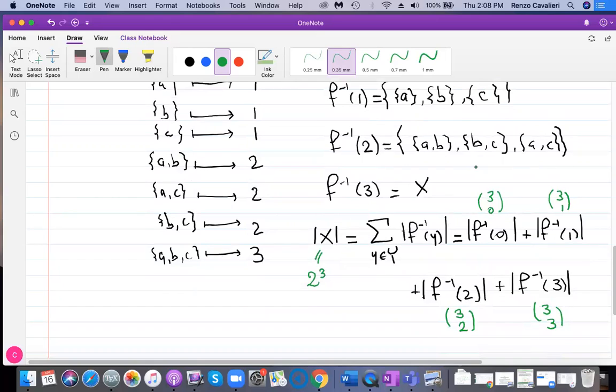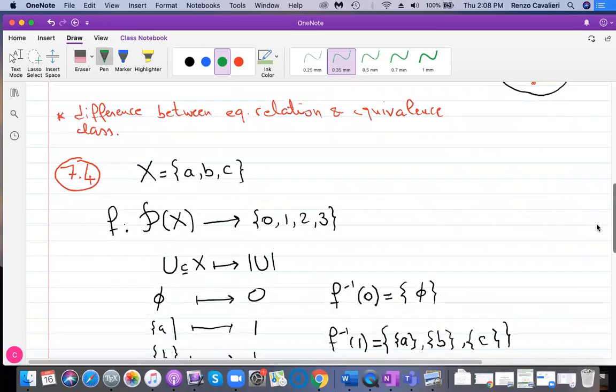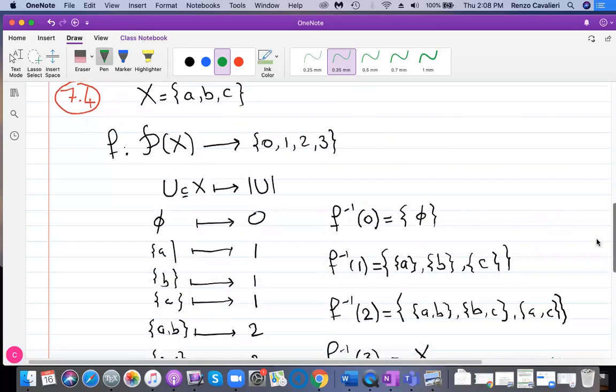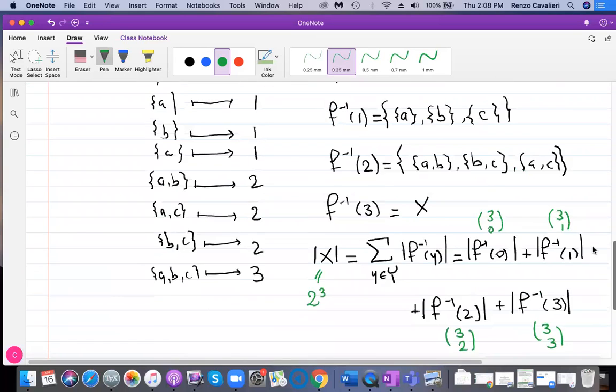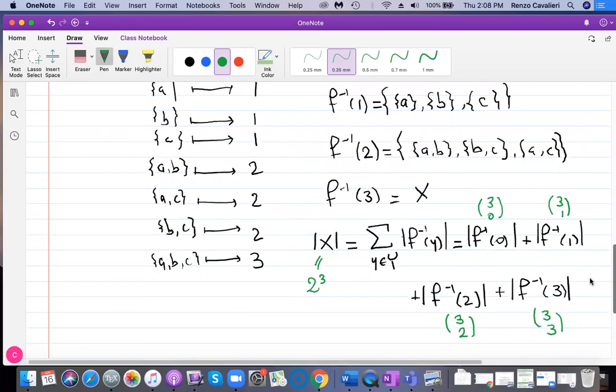And so this is another way to prove that the sum of the binomial coefficients is equal to a power of 2. The sum of all the n choose k's, as k varies from 0 to n, is equal to 2 to the n. Now, what I've done here for 3, there's nothing special. With X being a set with n elements, you can repeat exactly the same argument, and you'll get another proof that the sum of the binomial coefficients n choose k is equal to 2 to the n.